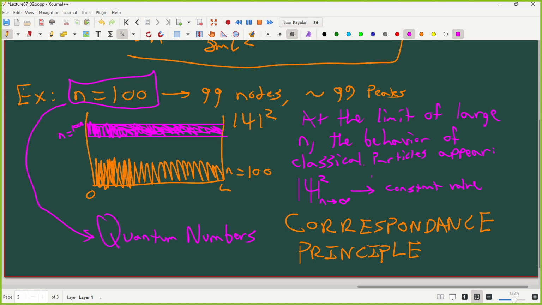Every system, we're always looking for the quantization. We're always looking for the quantum number. We're looking for these discrete levels of energy. And we're going to find them absolutely everywhere.